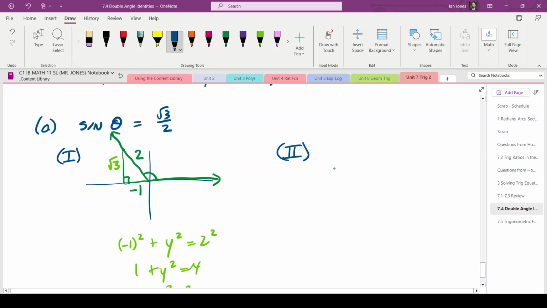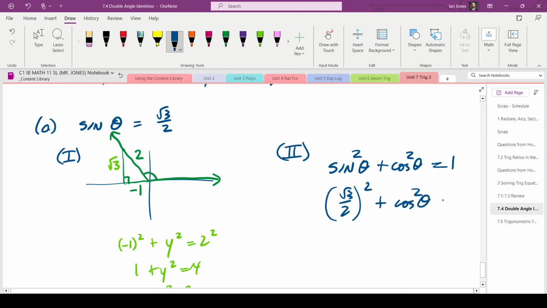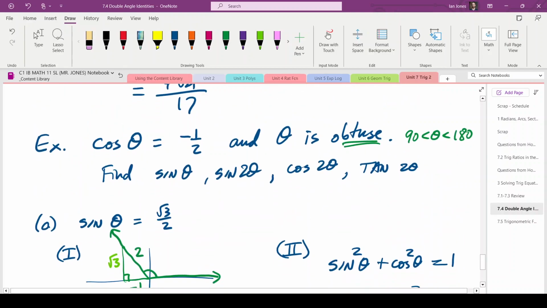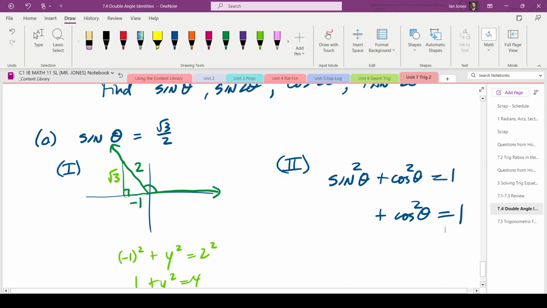Let me do it with the Pythagorean identity. We have sine theta squared plus cosine theta squared equals 1. So we have root 3 over 2 squared plus cosine theta squared equals 1. Oh, sorry, what am I talking about? I'm starting with the answer. No, we don't know what sine theta is. Let's come back up to the question here. We know that cosine theta is negative a half. So I have negative a half squared right here, and I have my sine theta squared here. That's what we're trying to solve for.